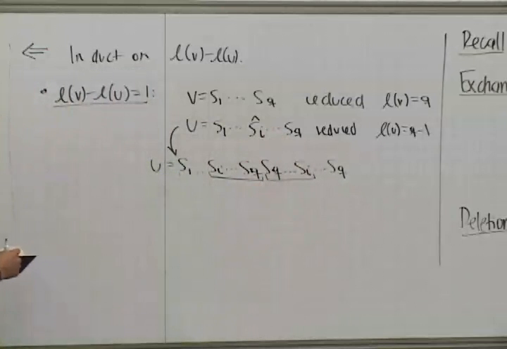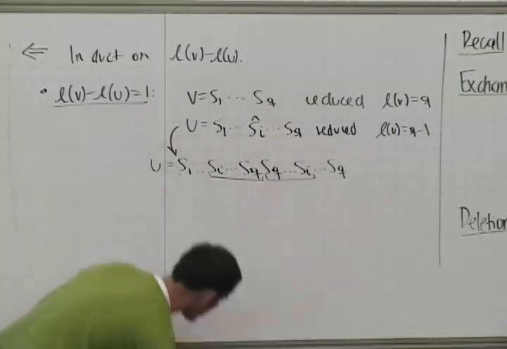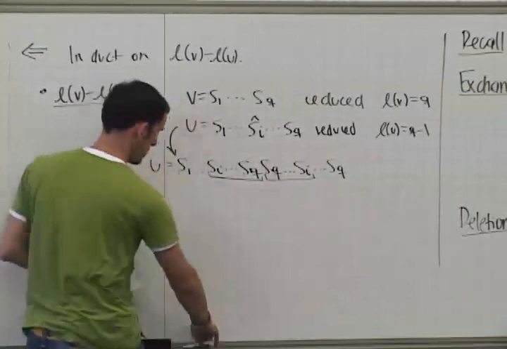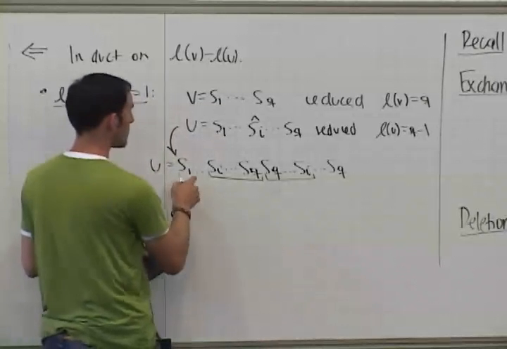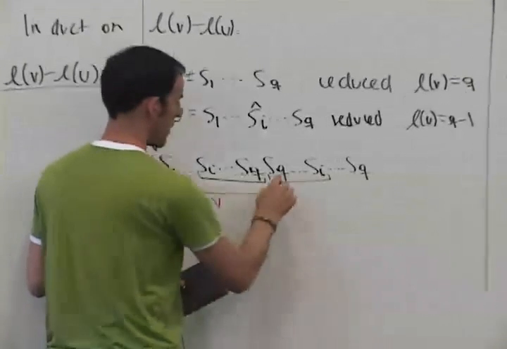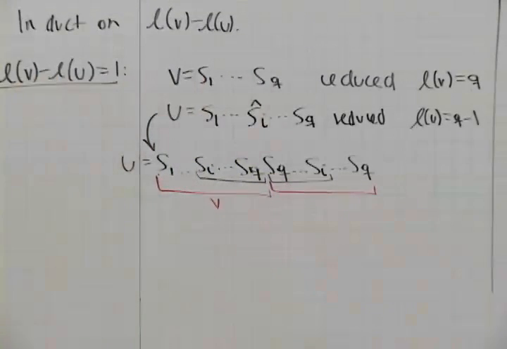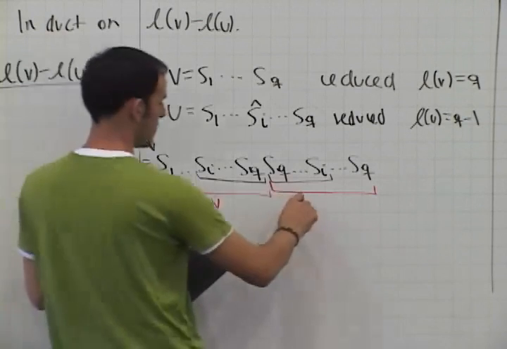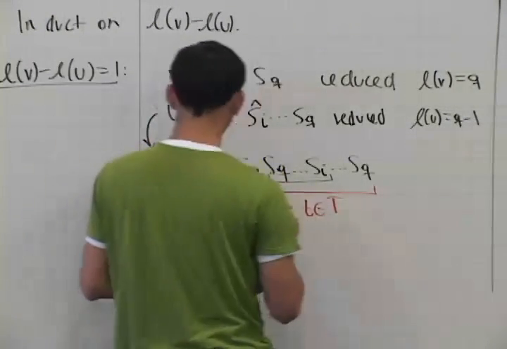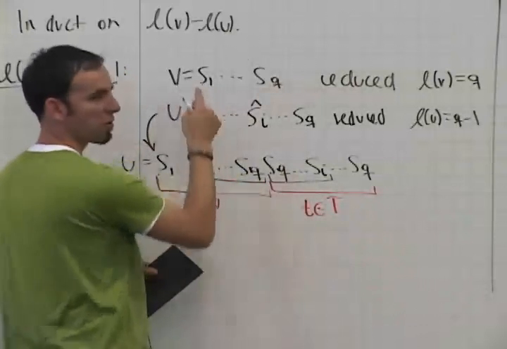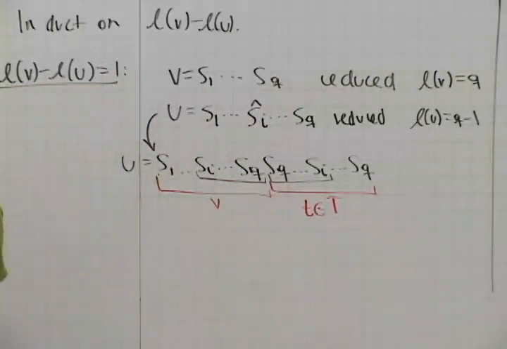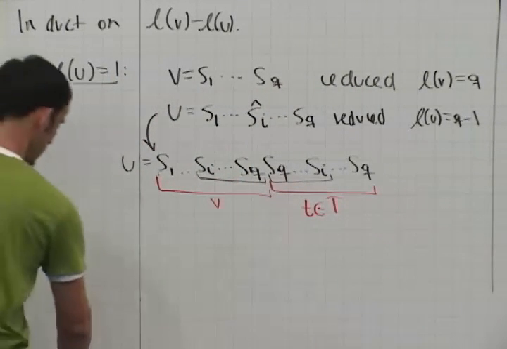Okay? Why do I do this? The reason I do this is because I now would like to say that this is V. And what can you tell me about this thing right here? Well, it's a reflection because it's palindromic. Remember that the reflections are exactly the things that are palindromic. So this is a reflection in T. So what did I do? I wrote U as V times T, where U is shorter than V. And that's exactly the definition of having an arrow from U to V.